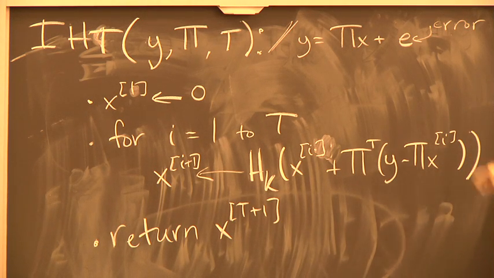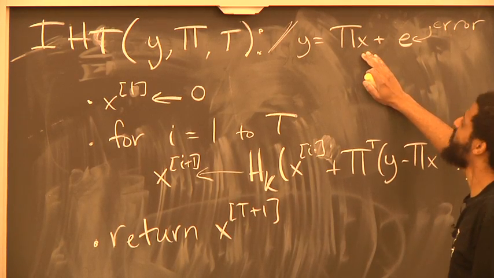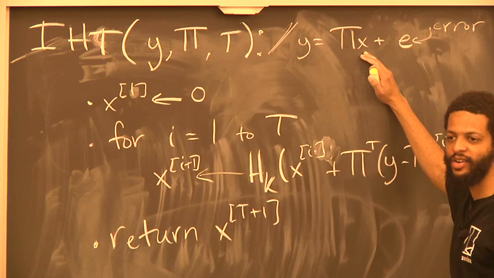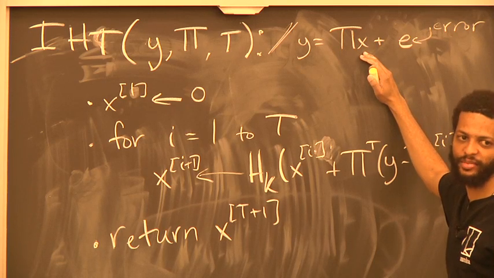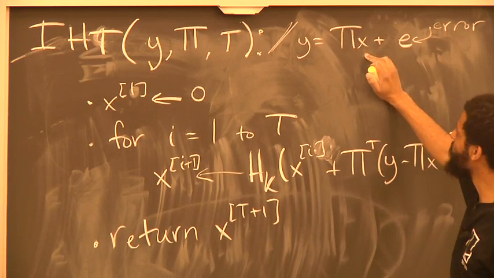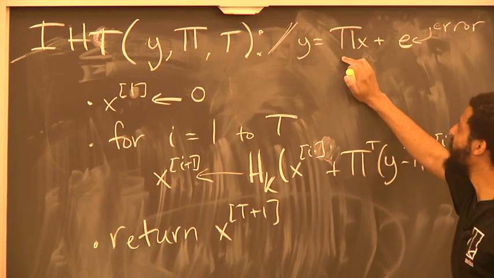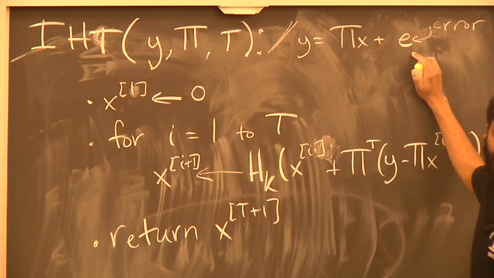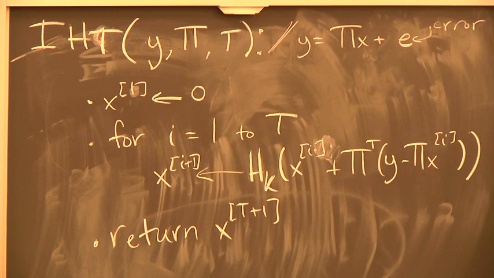But you can also say this thing handles error both before the measurement and after the measurement, right? So x is actually a k-sparse vector plus error. There's some error before the measurement pi is applied, and in addition, there's some error after the measurement is applied. And we'll see what error guarantees we get.